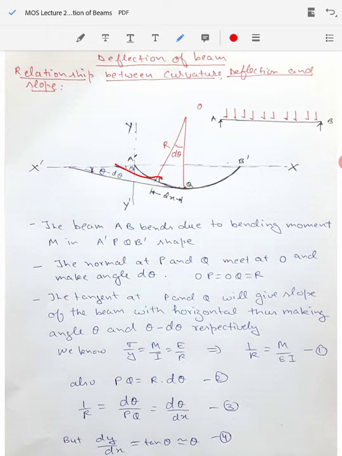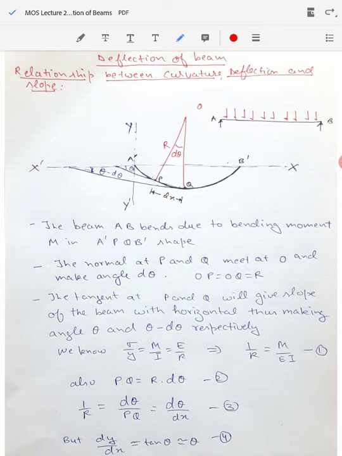Now we know from our earlier formulas that sigma by y is equal to M by I is equal to E by R, which we have already derived. From this equality I can say that 1 by R will be equal to M divided by EI, where M is the bending moment, EI is the flexural rigidity, E is the modulus of elasticity, I is the area moment of inertia of the beam, and 1 by R is basically the curvature of the beam. Okay.